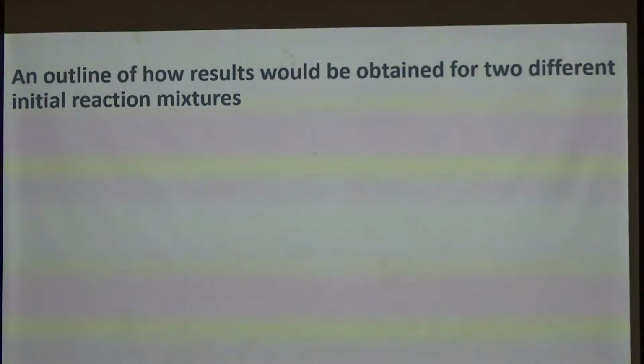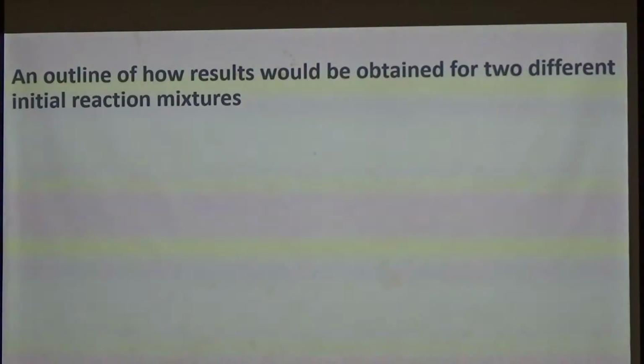Okay. An outline of how results will be obtained for two different initial reaction mixtures. Okay, you are only given 10 grams of methanol and 10 grams of propanoic acid. You will need to add in the catalyst, which is your HCl, of which the accurate concentration you have just determined from the previous bullet point. So how can you prepare two different initial mixtures? For these two initial mixtures, you must have different ratios of propanoic acid and methanol.